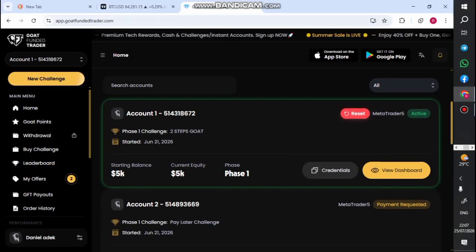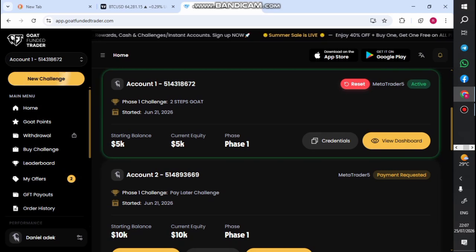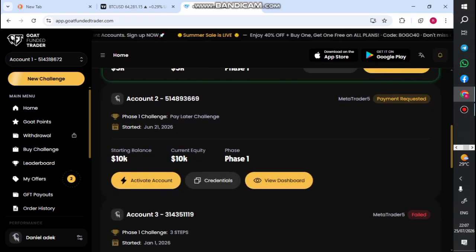This is currently one of my accounts. This is a 5k account. This account right here is my second account. This is the 10k challenge. I just recently passed this account, that was last week. This is a pay later challenge on Goat Funded.